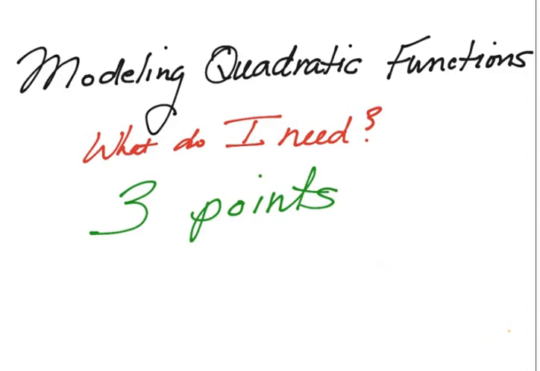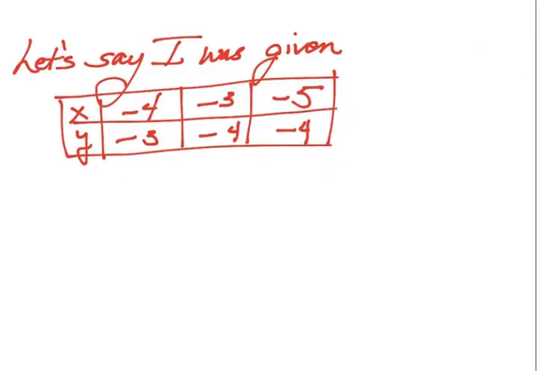Now we're going to find out a lot of different ways to find those 3 points. For instance, we might be given a focus and a directrix, and we'll have to find the 3 points. But for right now, this is what I need you to understand. How many points do I need? I need 3 points. How many points do I need? I need 3 points. So let's say I was given this table.